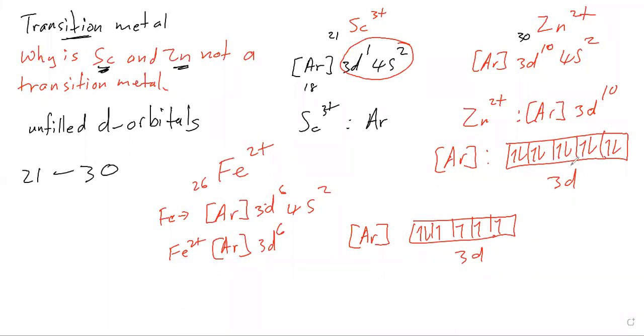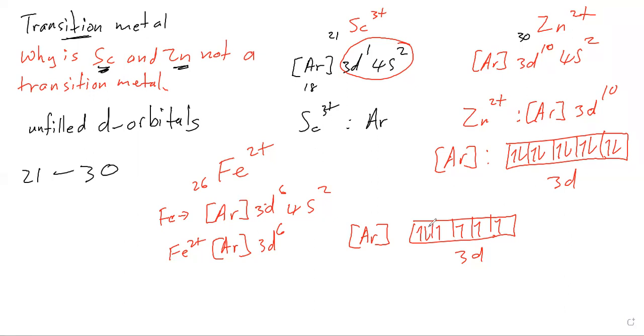Zinc is not. Remember, a transition metal should be able to form an ion, and when it does, the d orbital should have electrons in it, but it should not be filled. Look at zinc. Can you see why zinc is not a transition metal? Sir, because it has... Zinc is completely full in the 3d. Exactly. Completely full. So your transition metal must form an ion and have unfilled d orbitals. Is that clear? Yes, sir.